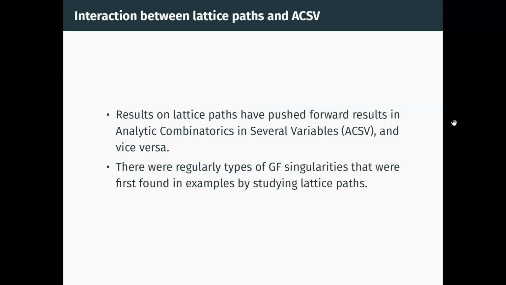Okay, and then historically, there's been a great deal of interaction between research in lattice paths and research in analytic combinatorics in several variables. It's often the case that ACSV has a lot of technical results, but in order to state the results, you often need to make some sort of assumptions about, for example, the singularities of your generating functions. And a lot of the starting results in ACSV do apply to broad classes of generating functions, but it has been consistently true that for lattice path models, there always exists a model that breaks some of the rules for some of those theorems.